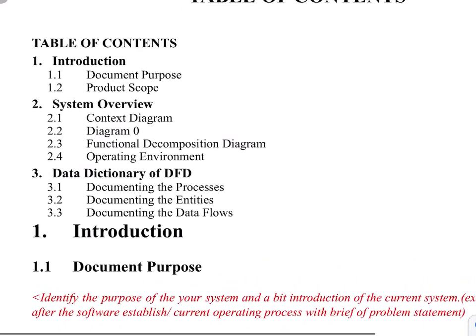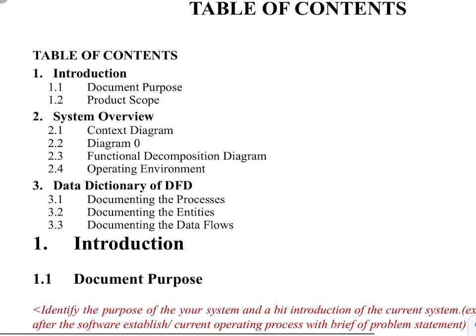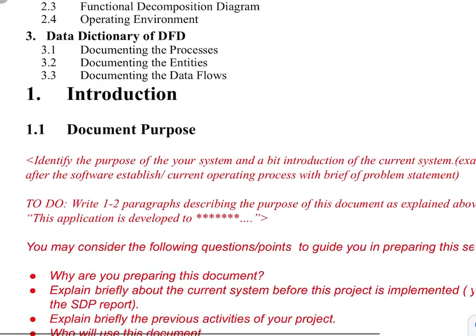There are three chapters, or three topics, that you have to discuss. The first one is the introduction, that is the document purpose and the product scope. And then you have to discuss the system overview, where you have to provide the context diagram, diagram 0, the functional decomposition diagram, and also the operating environment. And number 3, you have to provide the data dictionary of DFD, that is documenting the process, the entities, and also the data flow.